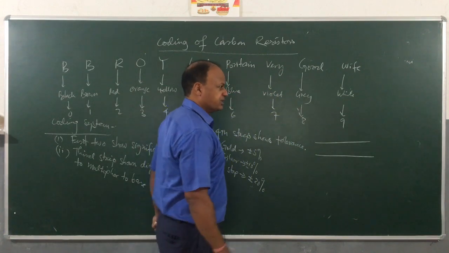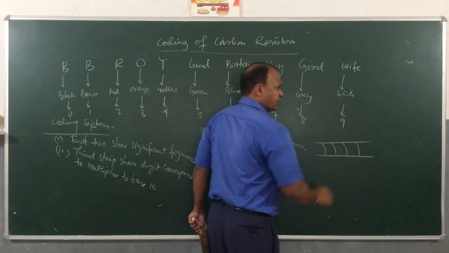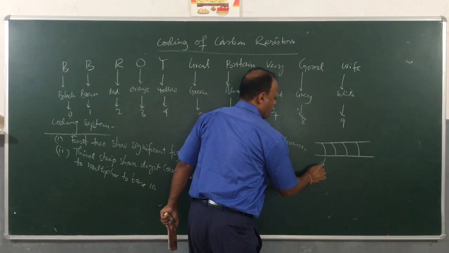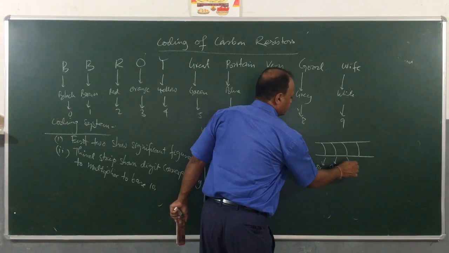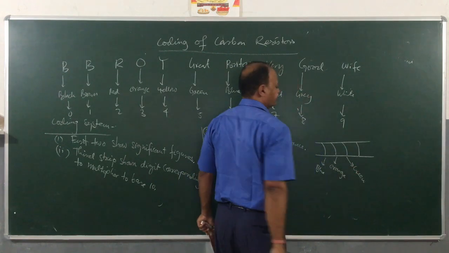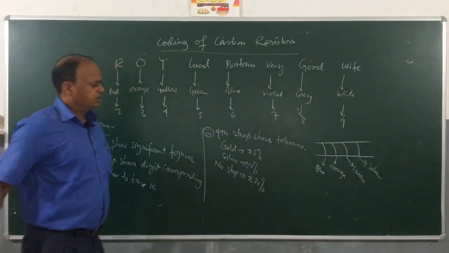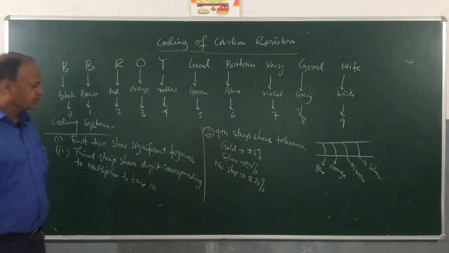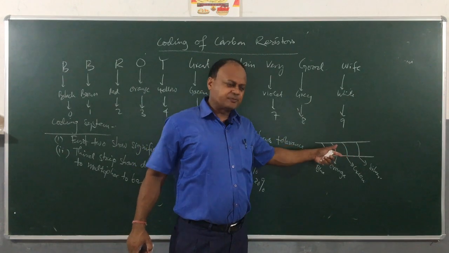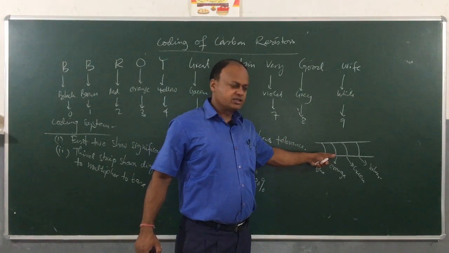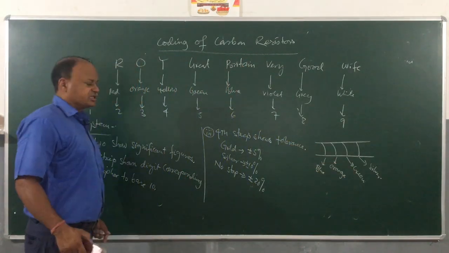Suppose you are given a carbon resistor with four stripes. Suppose the first is blue, second one is orange, third one is green, and fourth one is silver. Okay children, I have to find the resistance of this carbon resistor. Now the four stripe colors are given. First one is blue, the second one is orange, third one is green, and fourth one is silver. Okay, let's find out what will be the resistance.